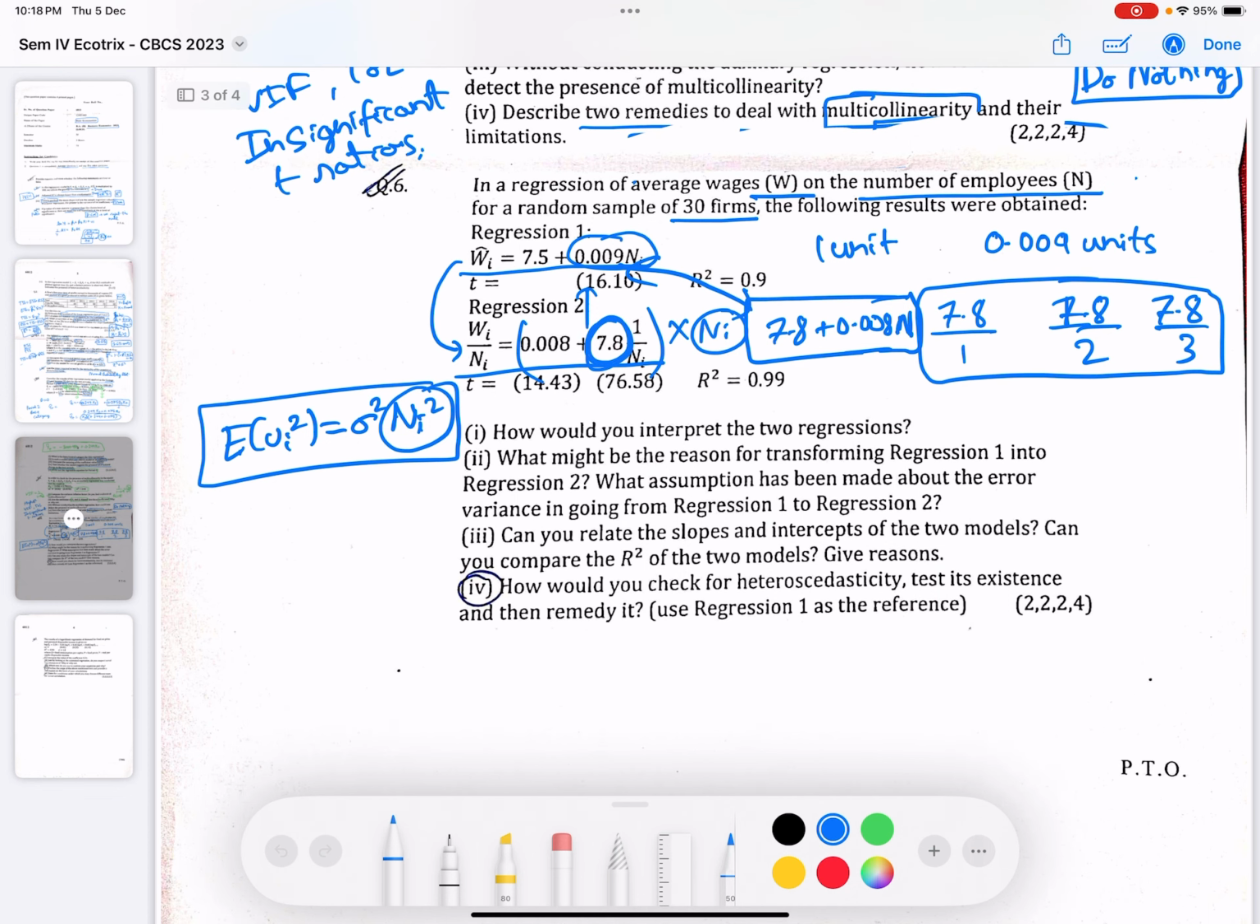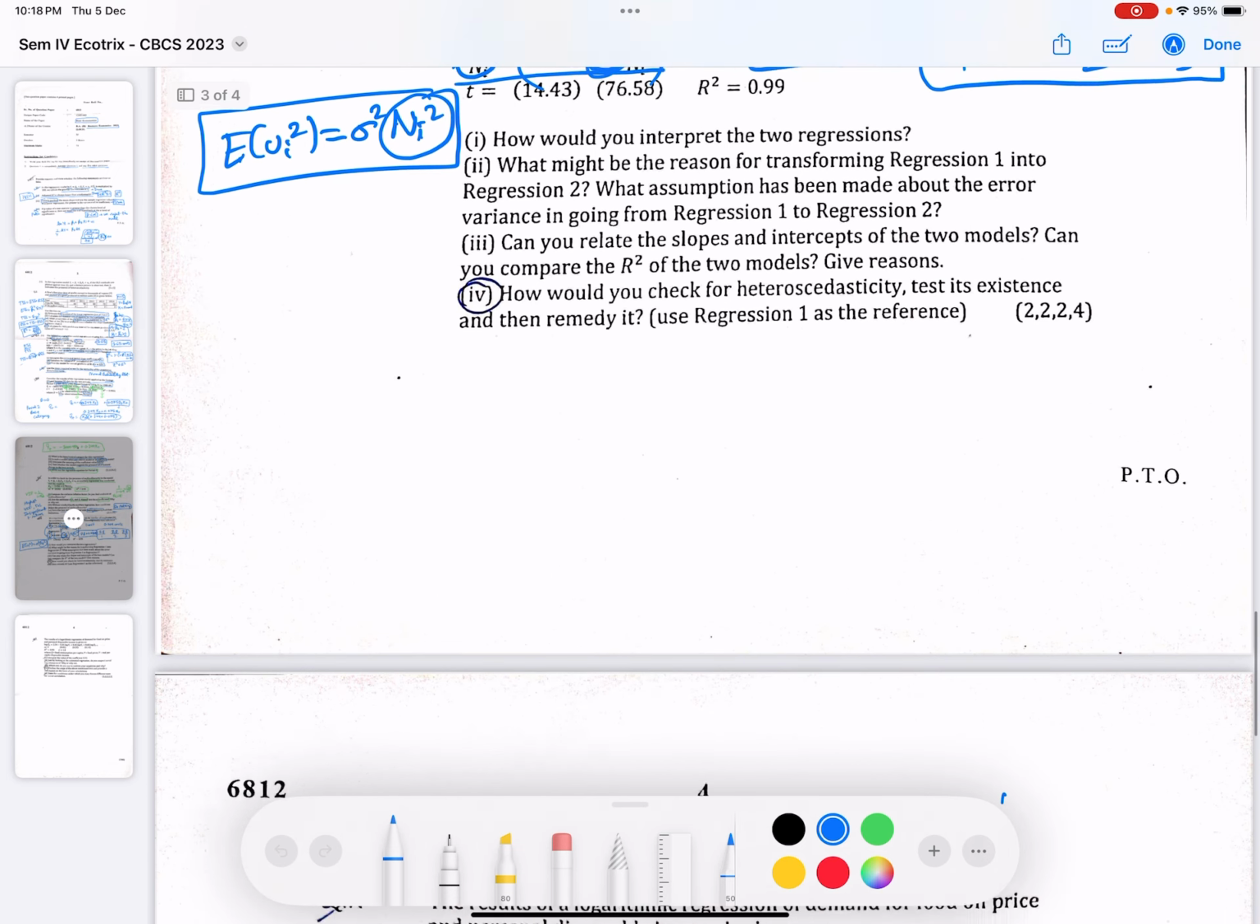Now, can you compare the R square of the two models? Since the dependent variable has a different form in both these cases, the R square cannot be compared. To compare R square, we need two things. First, the dependent variable should be of the same functional form. Second, the sample size should be the same.